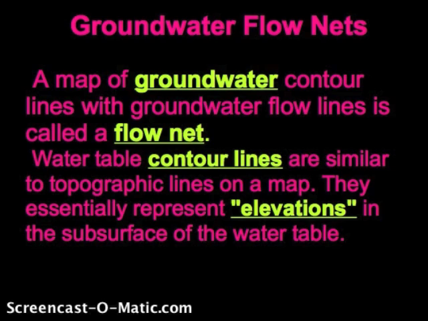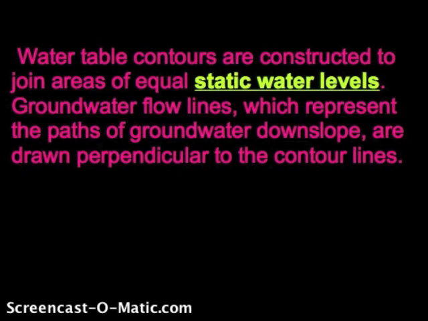We're going to begin today by talking about groundwater flow nets. A map of groundwater contour lines with groundwater flow lines is called a flow net. Water table contour lines are similar to topographical lines in a map. They essentially represent elevation in the subsurface of the water table. And we know that water table contour lines are constructed to join areas of equal static water levels. Groundwater flow lines, which represent a path of groundwater downslope, are drawn perpendicular to the contour lines.